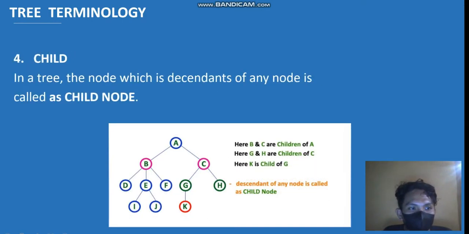The fourth one is a child. In a tree, the node which is the descendant of any node is called a child. So any node that comes from the first node must be called a child node. Like here, D is a descendant of B, so it is a child node of B. And here E is a child node of B, and F is a child node of B. Also here I is a child node of E, and G is a child node of E.